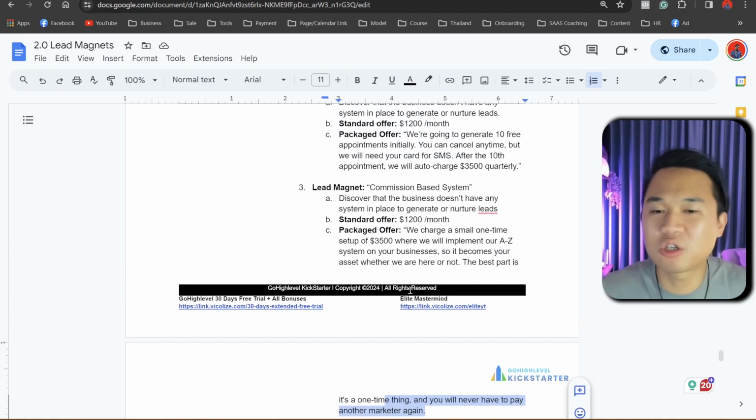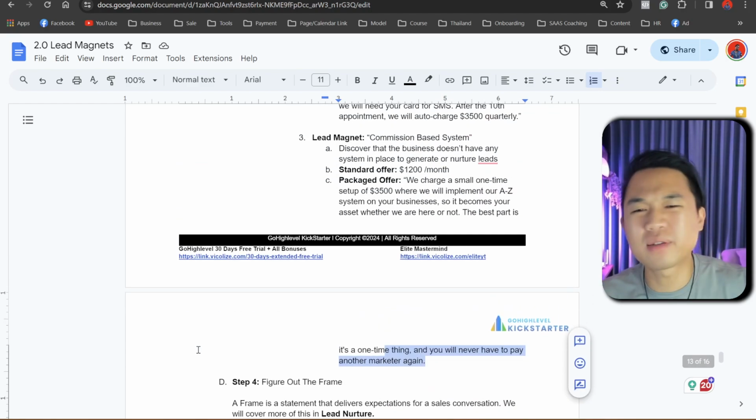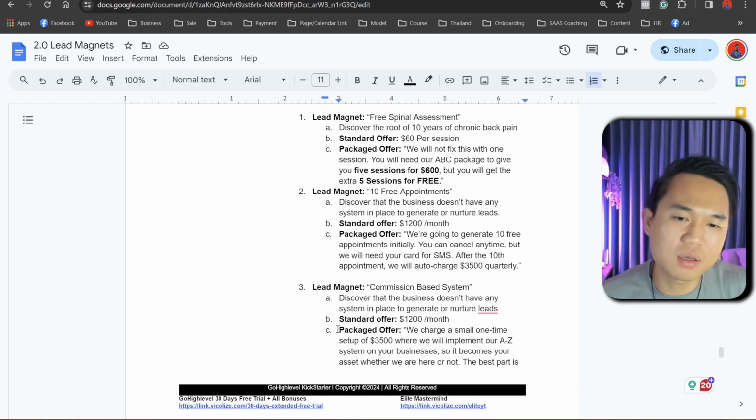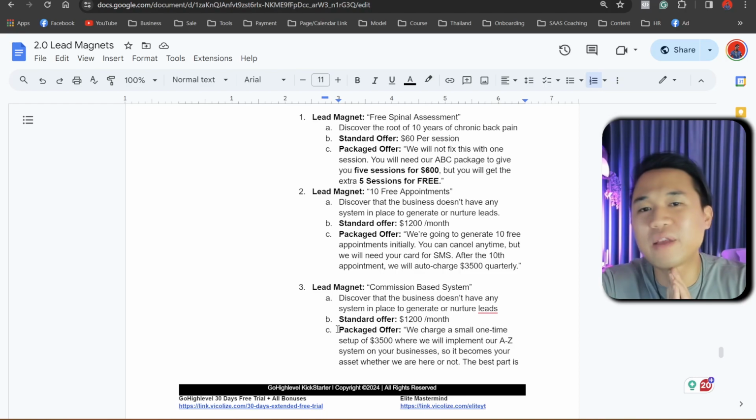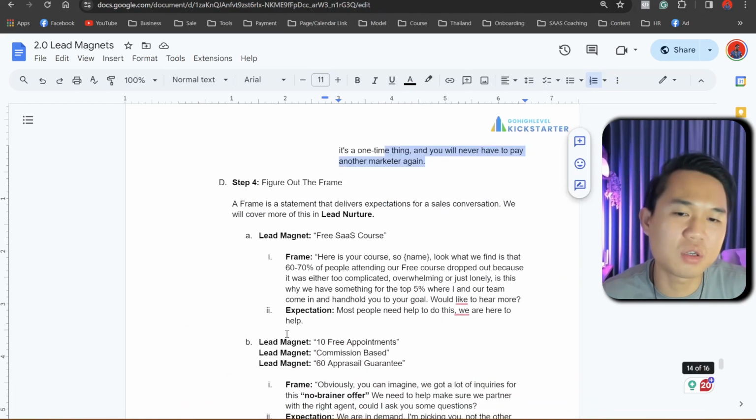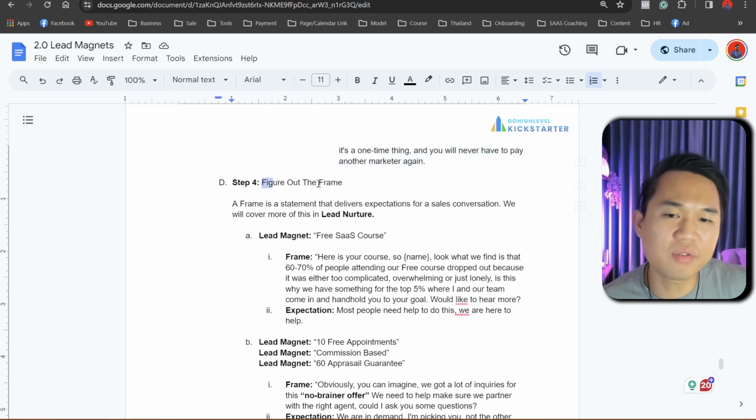This is how our package offer is. Then you have the sales scripts and the other stuff. That's the nuance, and we'll cover that in lead conversion. As long as you have a lead magnet, the initial lead magnet, where you discover a problem, and then you have a package offer, that's the economics. As long as you have that straight-line vision of how to turn this into money. Right. Step 4 is figure out the frame.